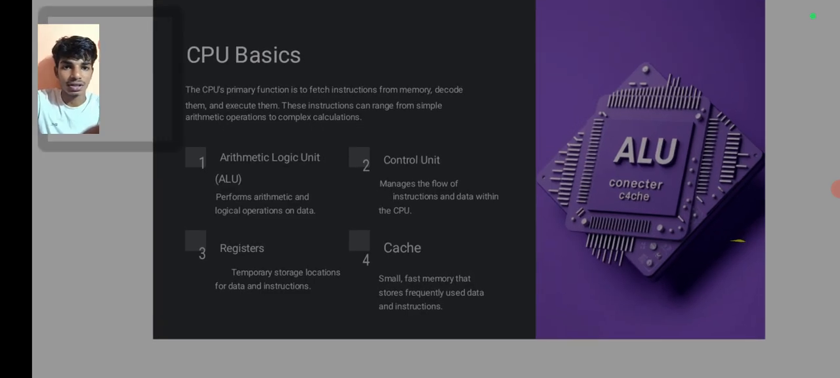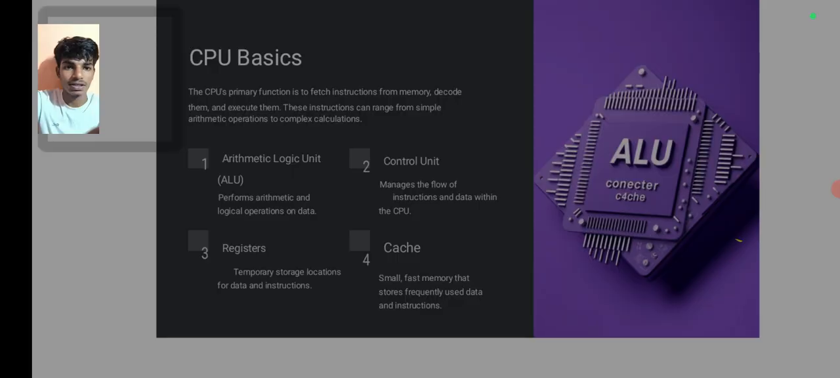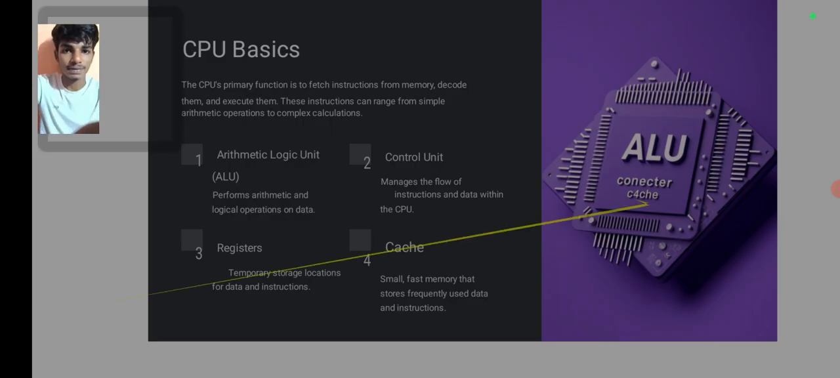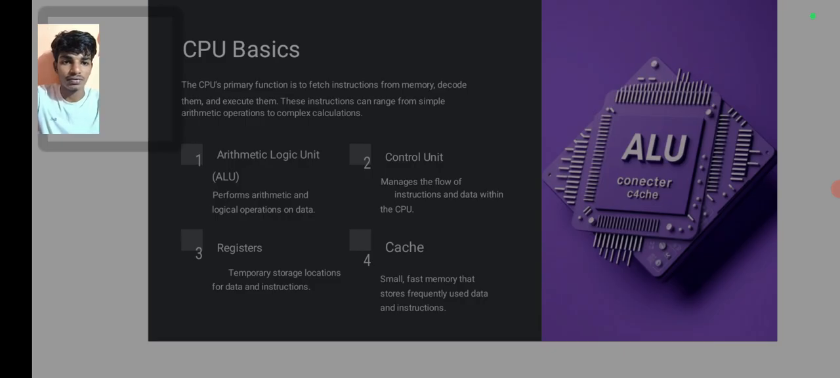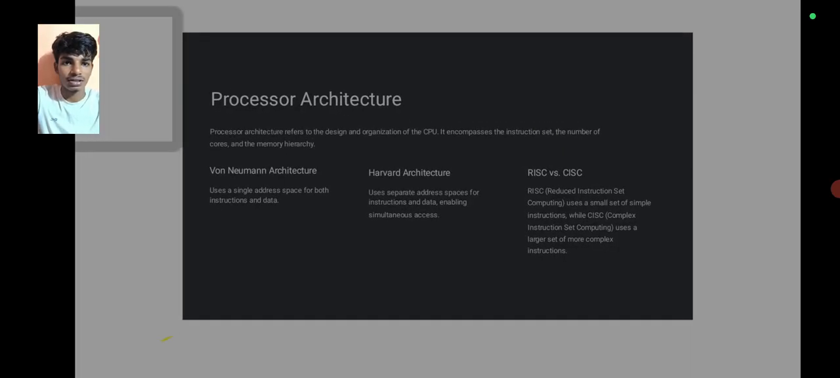The first is ALU. It performs the arithmetic and logical operations on data in the CPU. The control unit manages the flow of instructions and data within the CPU. That is about the control unit. And when we come to registers, they are temporary storage locations for data and instructions. And last we have a cache, that is a small and fast memory that stores frequently used data and instructions. That's about CPU basics.